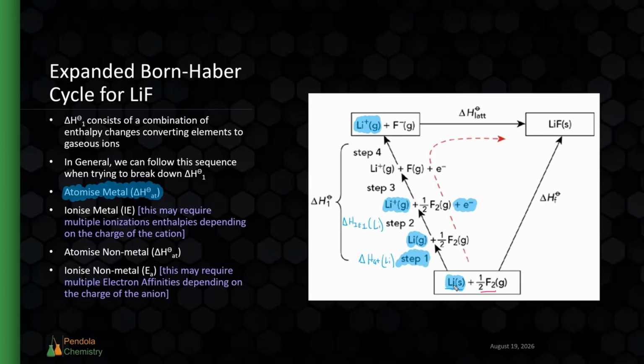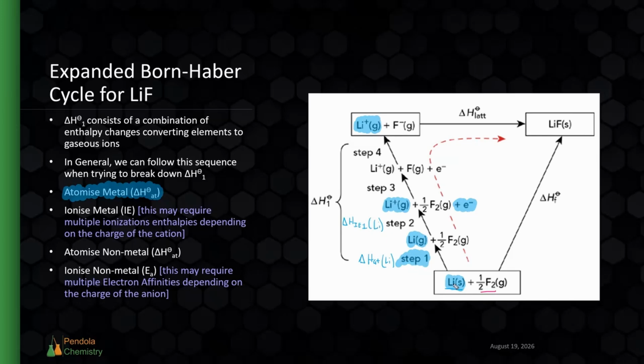So step 1, turn the lithium from solid to gas by using the enthalpy change of atomization, because that's how much it takes to turn 1 mole of solid lithium, or the lithium in its elemental state, to 1 mole of gaseous atoms of lithium. The second step then is to turn the lithium from a gas to a lithium plus 1 gas, meaning to remove 1 electron, which will be the enthalpy change of ionization, the first enthalpy change of ionization of lithium. So that's the first 2 steps.